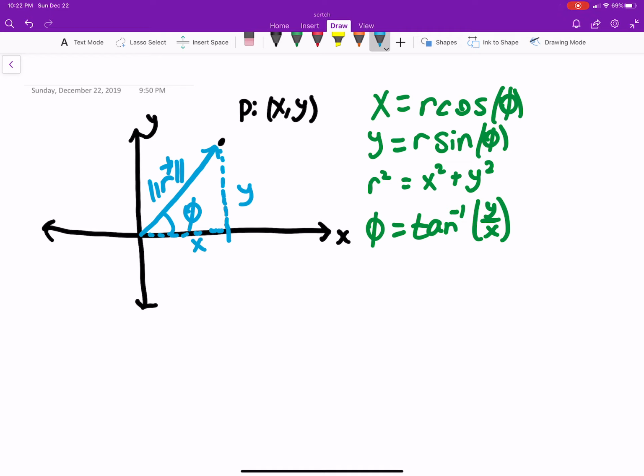What I hope you know is that the x-coordinate is r cosine phi, y is r sine phi. That can be given just from right triangle trig. This is a right triangle. The magnitude, r squared, is equal to x squared plus y squared by the Pythagorean theorem. And the angle is tan inverse of y over x. So hopefully you guys are okay with that.